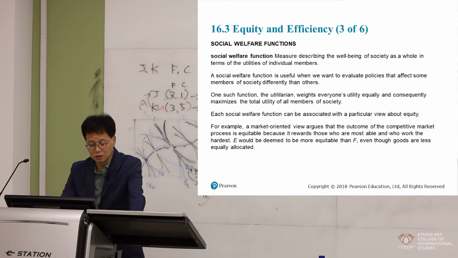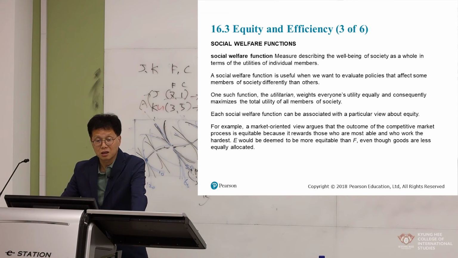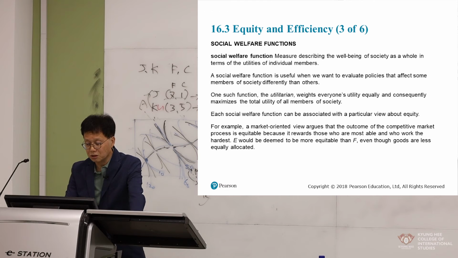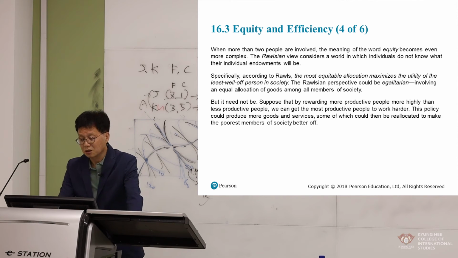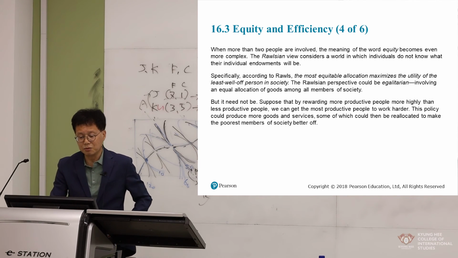That is the market-oriented view. So until now, we studied two types of approach to the social welfare function. The first one is utilitarian, right? This approach weights everyone's utility equally, okay? And the market-oriented view says the competitive market outcome is just equitable, okay? And the third approach is the Rawlsian view. When more than two people are involved, the meaning of the word equity becomes even more complex.